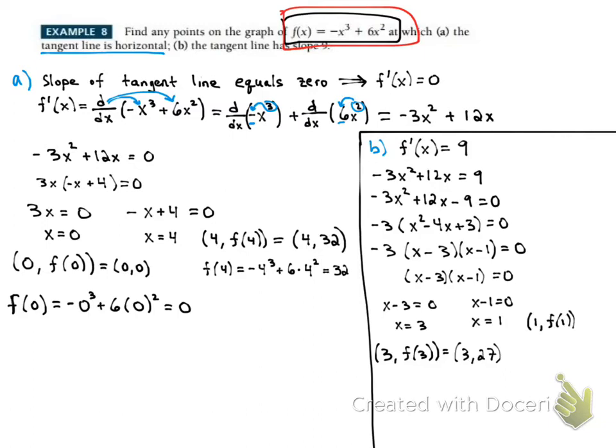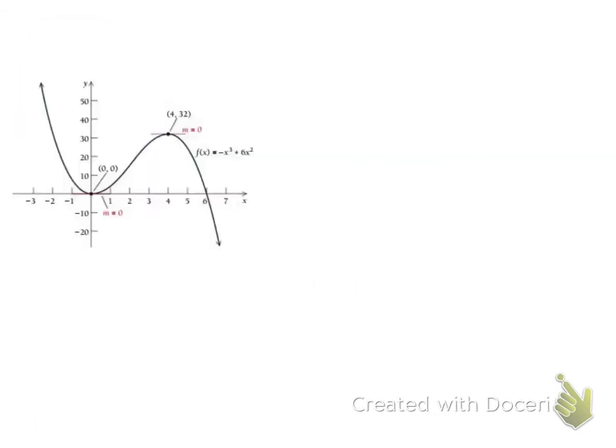Now x = 1 gives us the ordered pair 1, f of 1. So now we need to figure out what f of 1 is. So we plug 1 into the function and we get 5. So that gives us the ordered pair 1, 5. So what we've done is we found the 2 points at which the tangent line, or the derivative, equals 9, or the tangent line has slope 9. So that happens at the point 3, 27 and the point 1, 5.